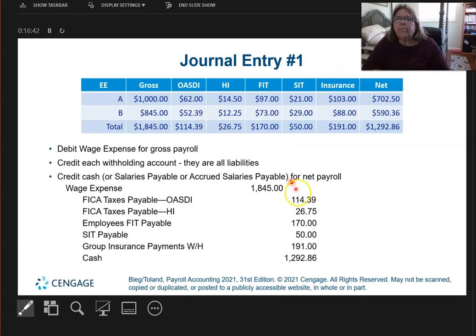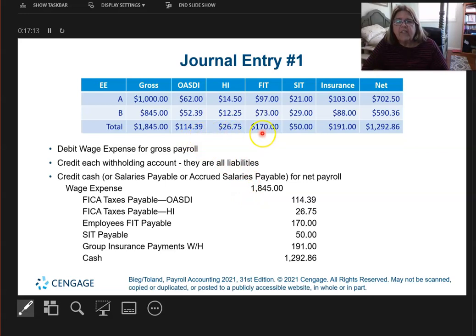Here's journal entry number 1. So I have employee A and employee B. Here are their gross wages. Here's the total. And by the way, this would be an example of the payroll check register. Okay, here are all their withholdings, their insurance, and here was their take-home pay. So I'm going to look at this number right here. This is the gross pay, the gross wages I paid them. I will debit wage expense for that amount of money.